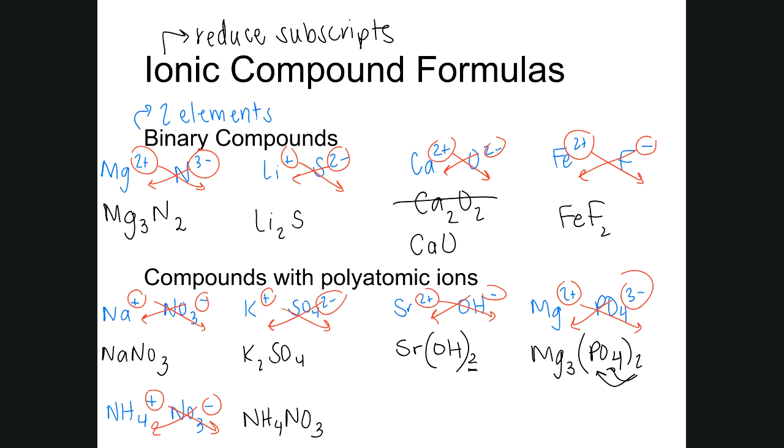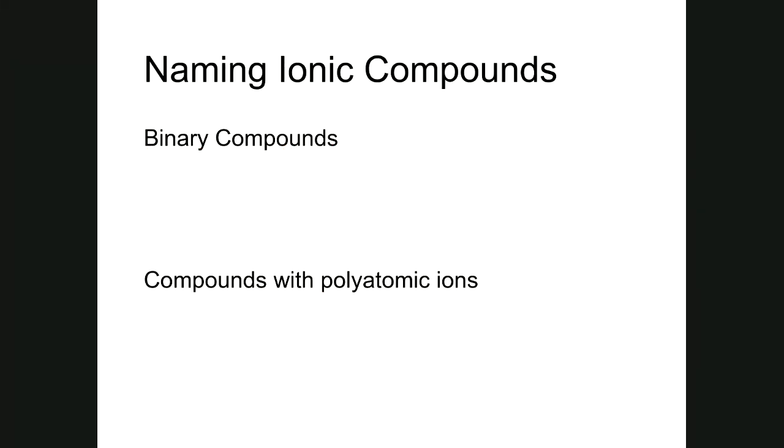Now let's look at naming these compounds. So if we're to name compounds that are ionic and are binary, it's fairly straightforward. What we're going to do for binary compounds is name the metal, and then name the anion with "ide." So remember, we discussed that when you're naming an anion, its ending always changes to "ide."